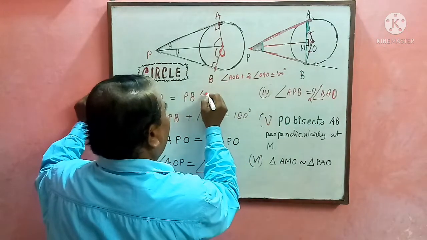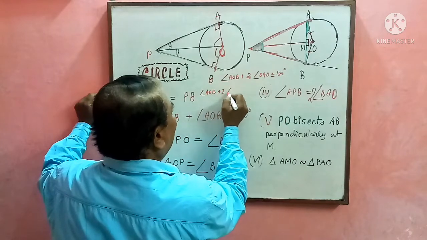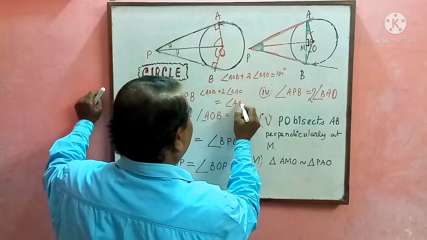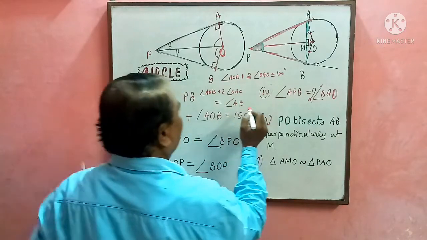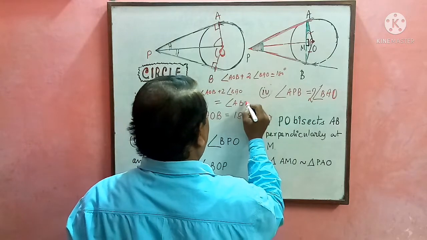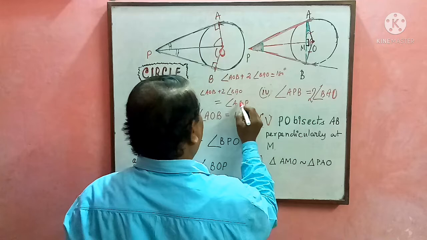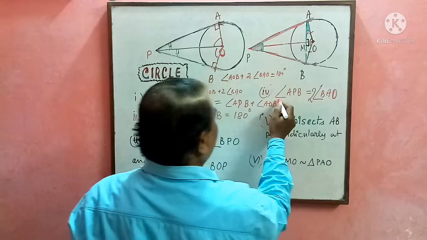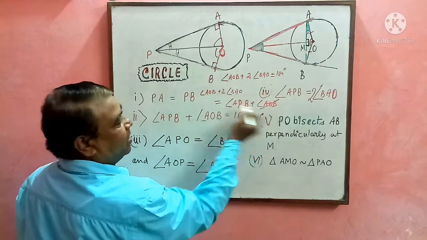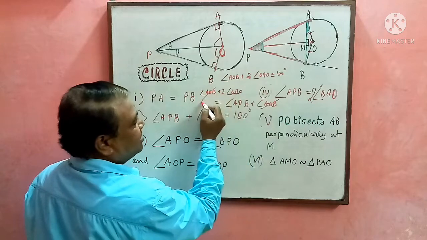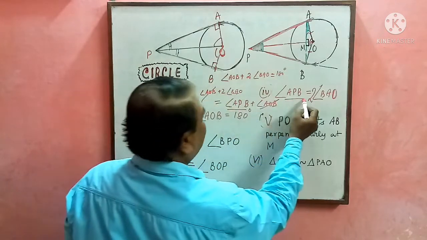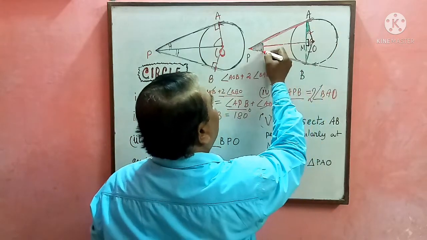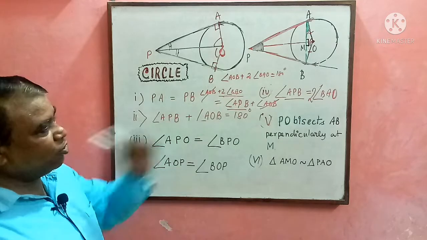This is also 180, this is also 180. So therefore, angle AOB plus angle 2BAO is equal to angle APB plus angle AOB. So definitely AOB is also 180 degrees. These two angles are 180 degrees. This is also the sum of 180 degrees. So AOB cancels out. APB, this angle, is equal to twice BAO. This angle, double of this angle, will always be equal to this angle. This is the fourth one.